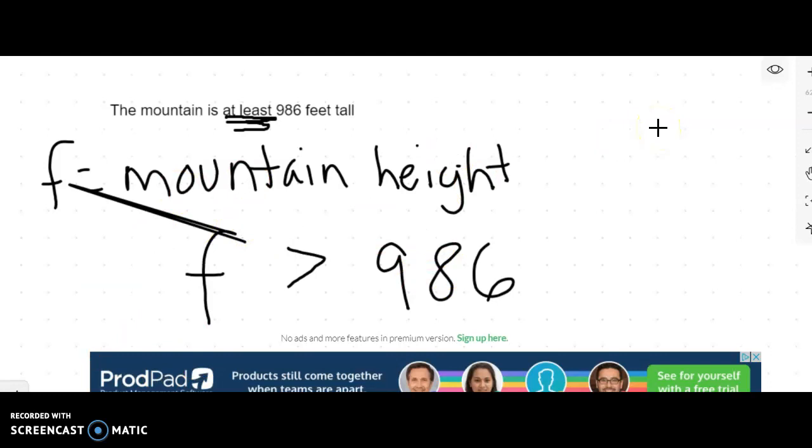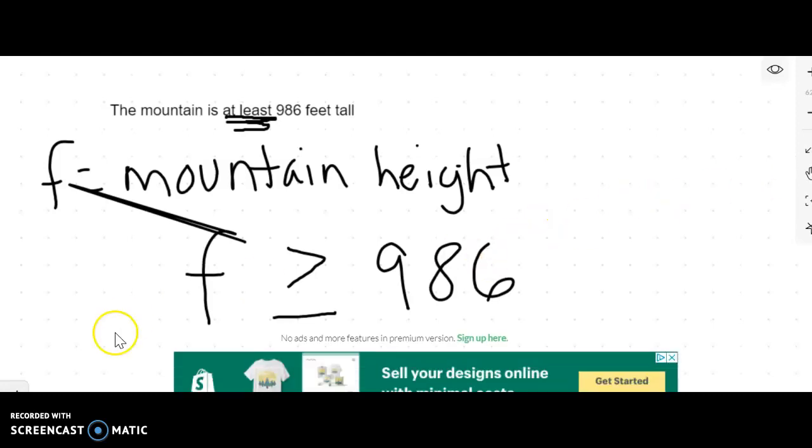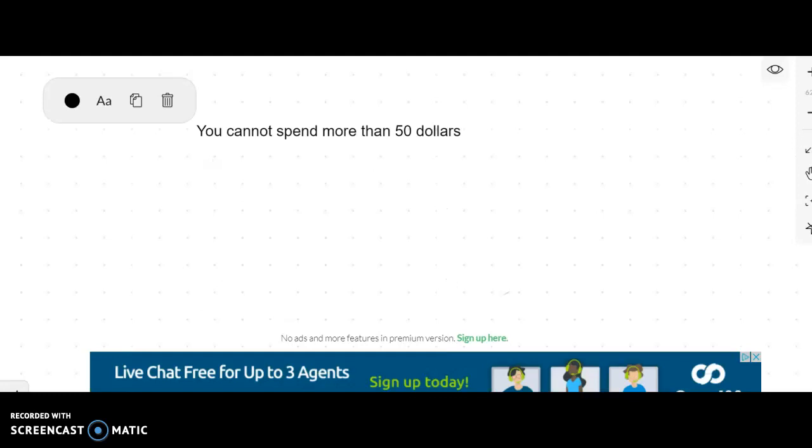And then the second thing we need to go over is, is 986 included in this? I'm going to say yes, just because 986 is the smallest possible amount that the mountain could be. So I'm going to put the line under there to show that it's equal. So now our inequality reads f is greater than or equal to 986. So whenever you see something that says at least, this is your trigger for a greater than or equal to sign.